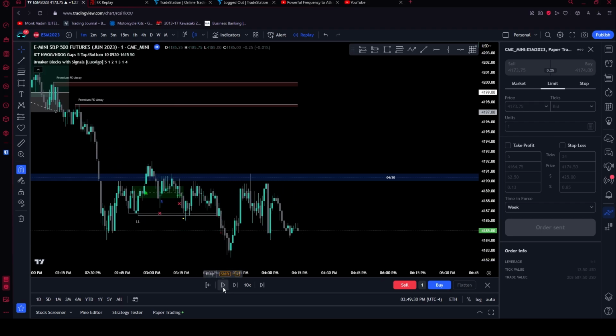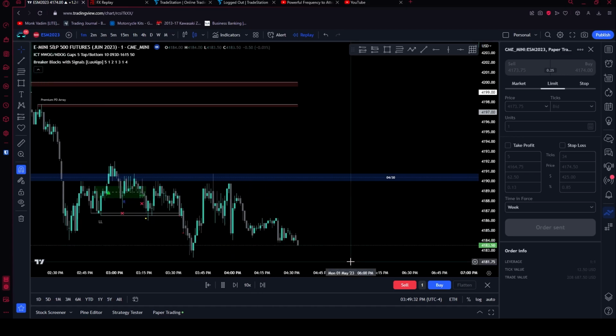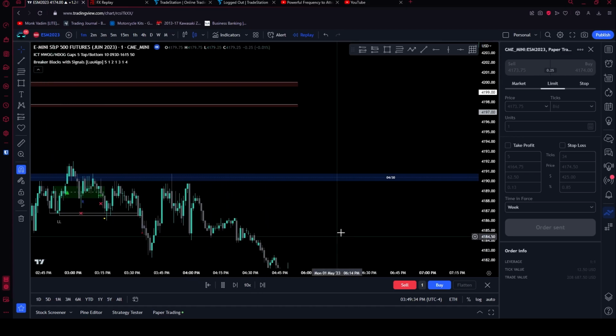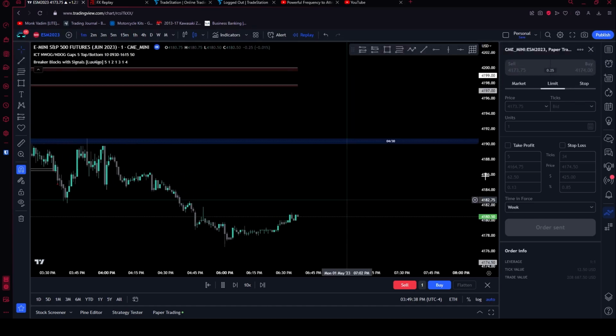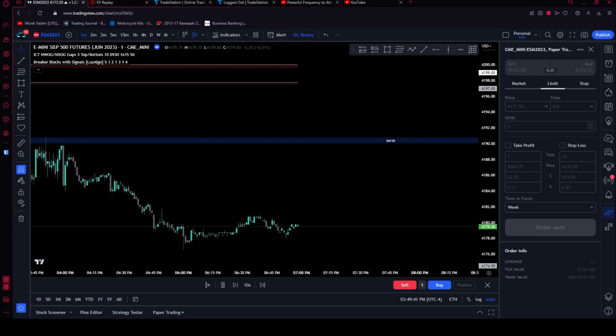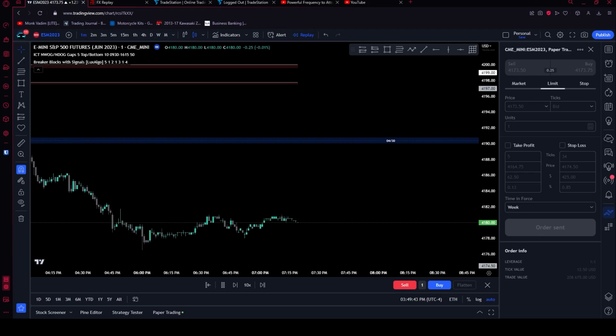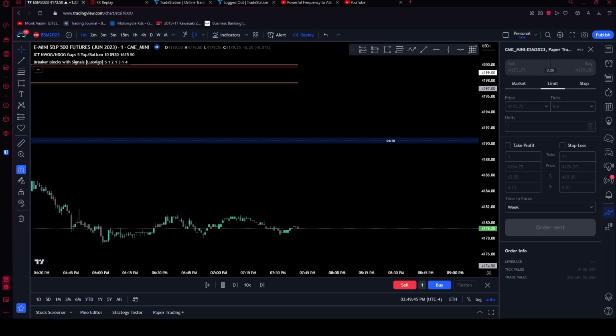And it's 4 p.m. So now I got to sit here and let this play until we get to the next day. I will probably just fast forward this until we get to 9 the next day. Then we'll probably just do one more day just to show how the indicator works.